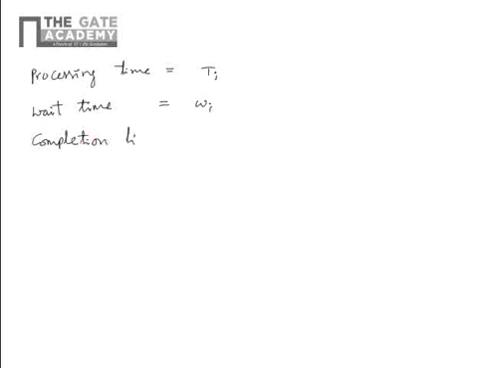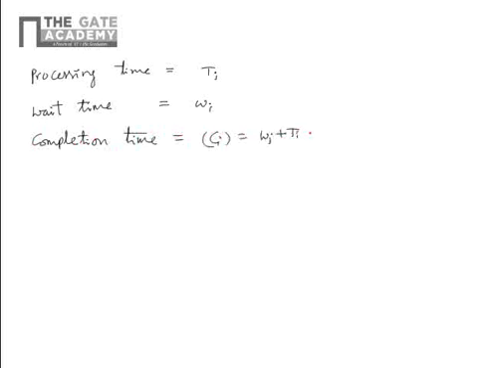Another method is earliest due date. It minimizes the mean tardiness but makes more jobs tardy. Okay. So a few notations. Processing time equal to Ti. Wait time equal to Wi. Completion time equal to Ci equal to Wi plus Ti.